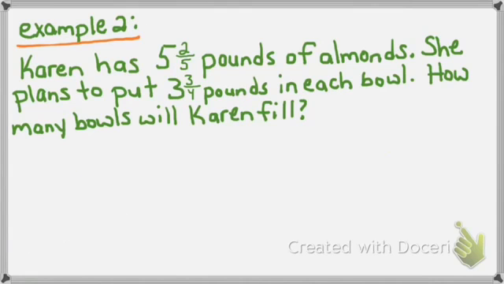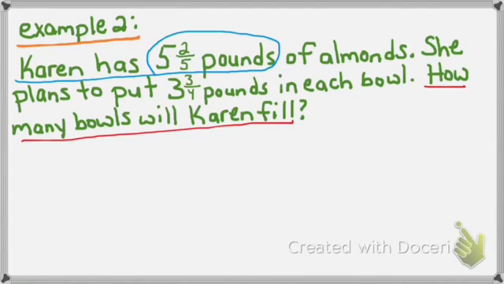Let's take a look at example number 2. Karen has 5 2/5 pounds of almonds. She plans to put 3 3/4 pounds in each bowl. How many bowls will Karen fill? Well, let's focus on our question. The question wants to know, how many bowls will Karen fill?